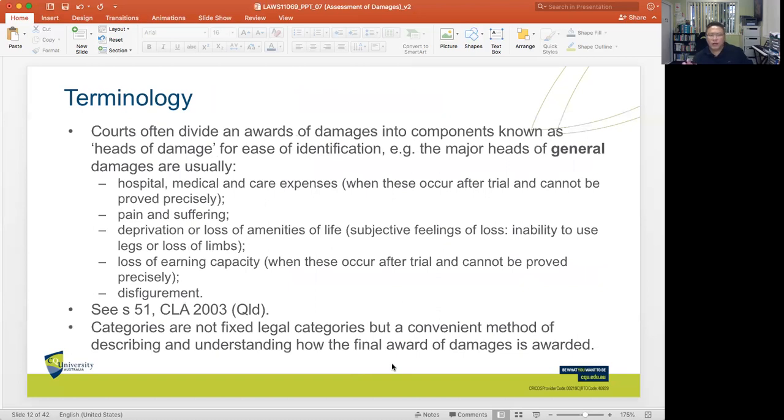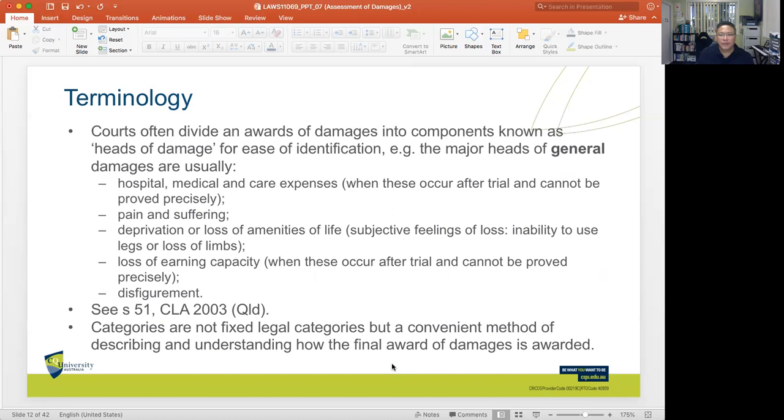Now, courts often divide an award of damages into components known as heads of damages, for ease of identification. For example, the major heads of general damages are usually, and we said when you speak of general damages, that's because you are unable to come up with a computation or estimation of what the monetary value ought to be. Some of these major heads of general damages are usually hospital, medical, and care expenses when these occur after trial, and therefore they cannot be proved precisely. It's different when they occurred prior to trial because you know what the specific damages would have been.